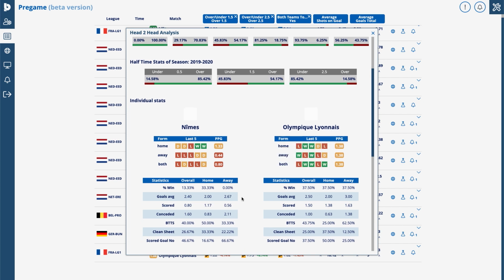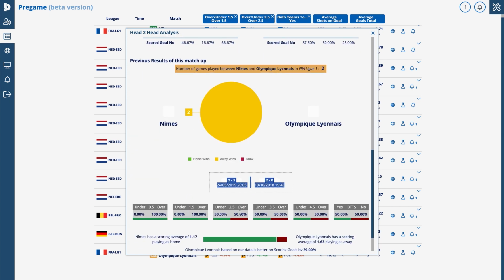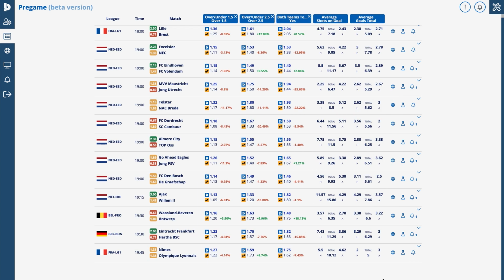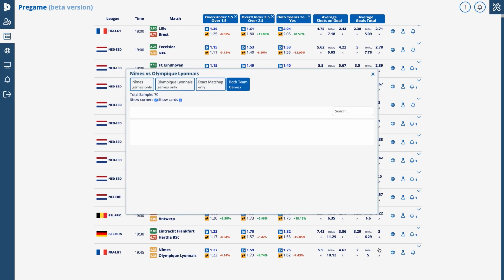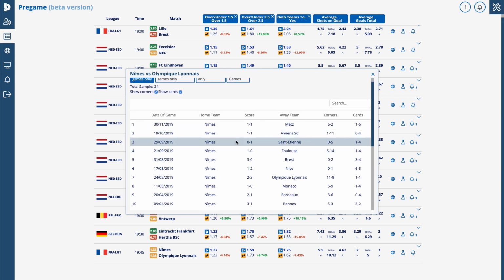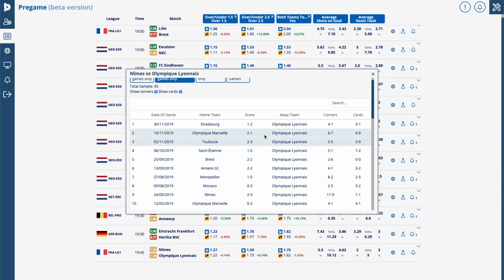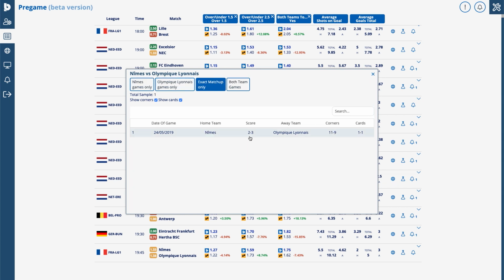Okay, nice away. Nimes is not a very goalie team, as you can see. It's not scoring, not conceding. Olympique Lyonnais is a bit better. It should be Olympique Lyonnais. 50-50 though. Let's see. Oof. Not very promising. 1, 2, 3, 4, 5. Lyonnais 1, 2, 3, 4, 5, 6, 7, 8.